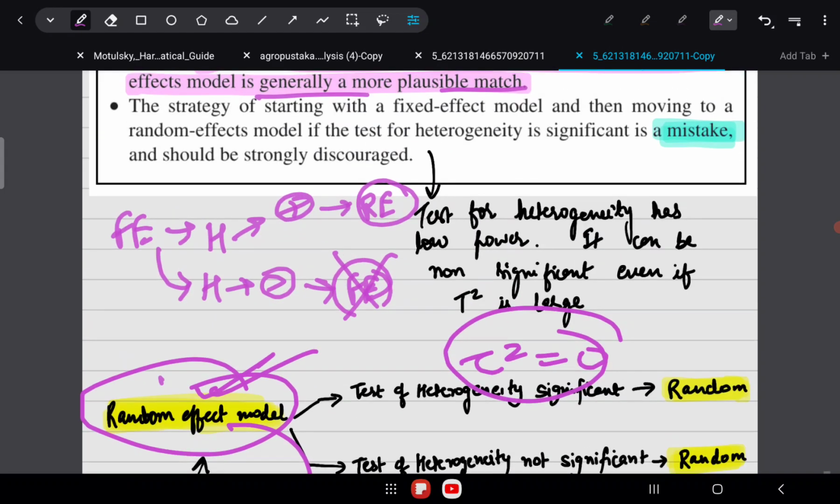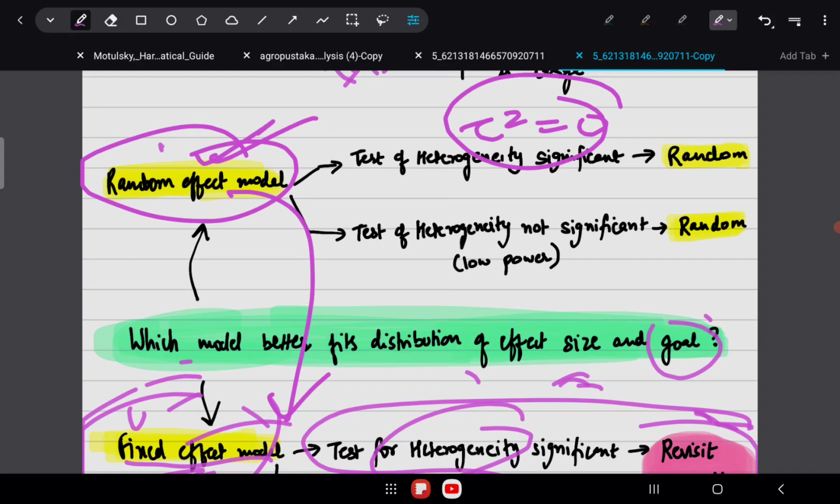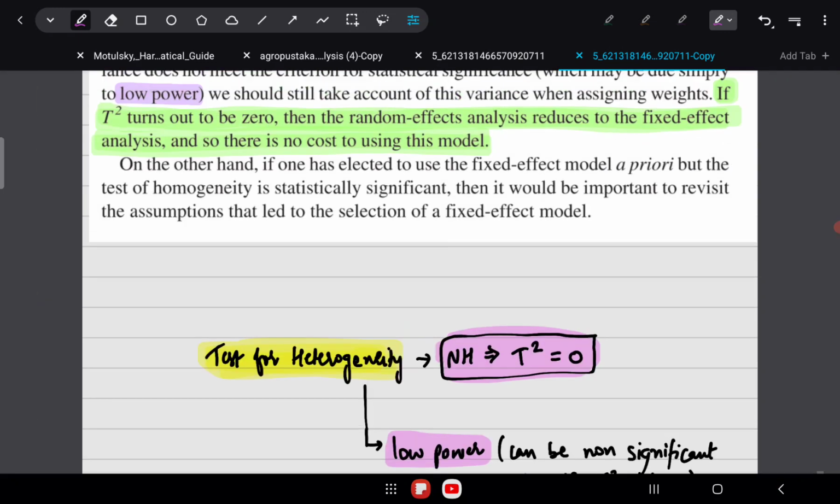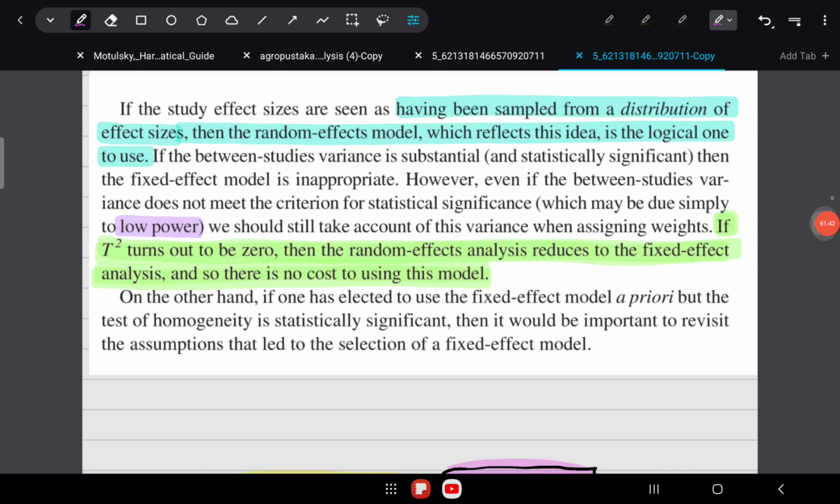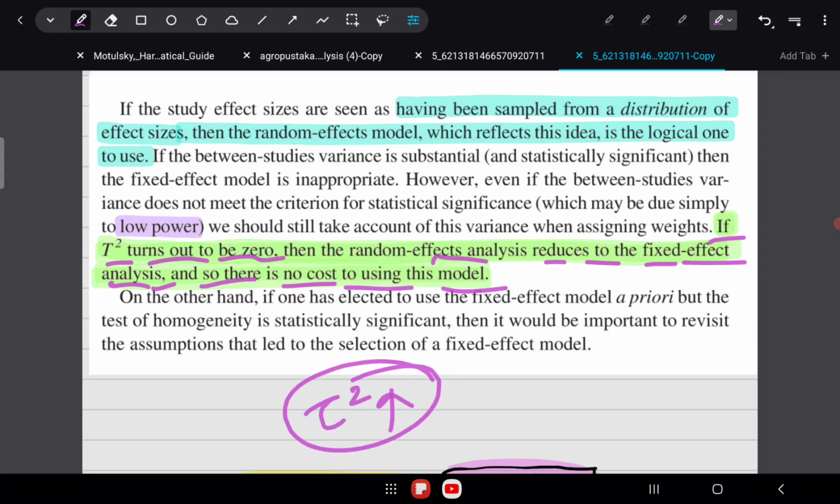Okay, I hope this makes sense. If tau square, the between study variance, is 0 and you still perform random effect modeling, so what, it will basically be the same as doing fixed effect modeling only. So there is no harm in doing random effect modeling. So remember this, if the tau square turns out to be 0, then random effect analysis reduces to fixed effect analysis and there is no cost to using this model. You don't lose anything per se. But let's say you do the reverse. Let's say tau square is huge and you're doing fixed effect modeling, then that is a problem, right?